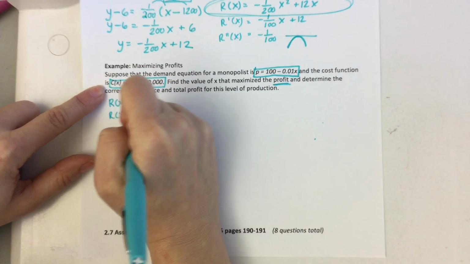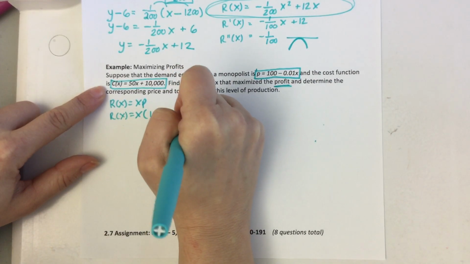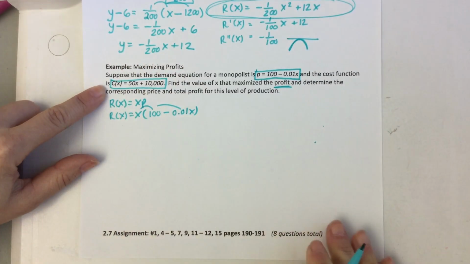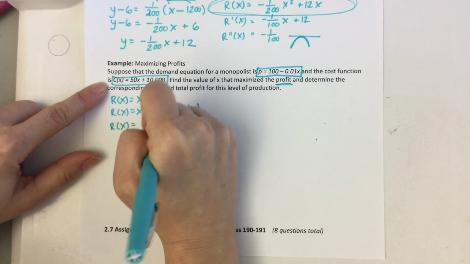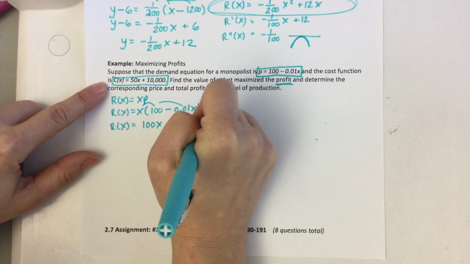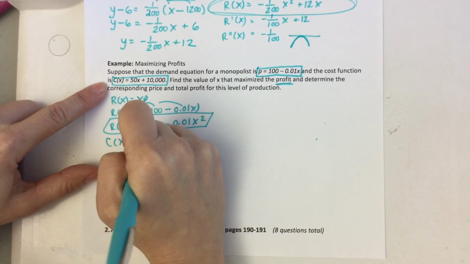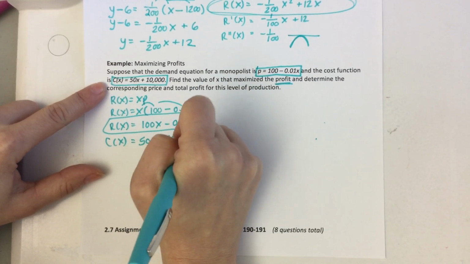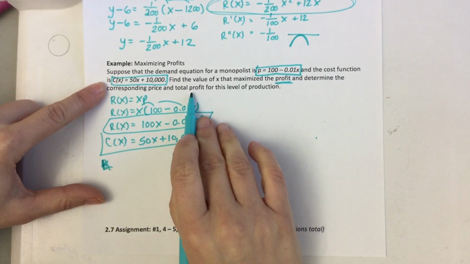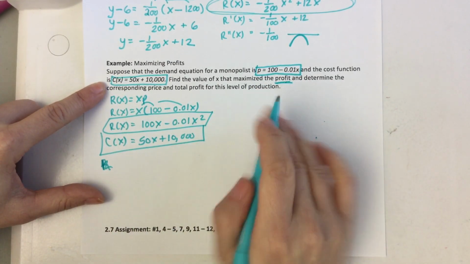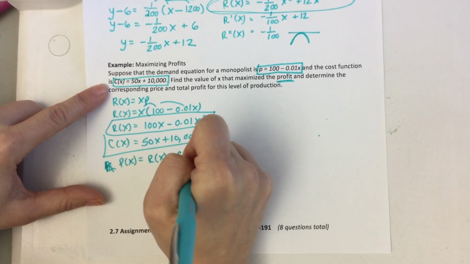So revenue is x times 100 minus 0.01x. If I distribute, here is my revenue function, 100x minus 0.01x squared. There is revenue. Cost, they gave us, it's 50x plus 10,000. Profit, that's what we want to maximize. Profit, by definition, is revenue minus cost.